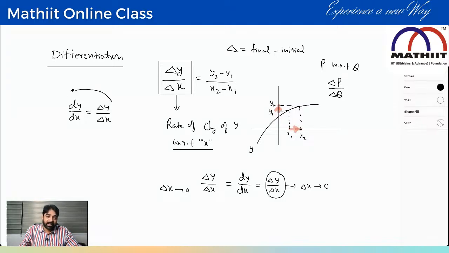But the condition is that del x must be near to 0. This is the only condition. If it's not near to 0, you cannot use this. You cannot write del y by del x as dy by dx. I hope everybody understood this point clearly.